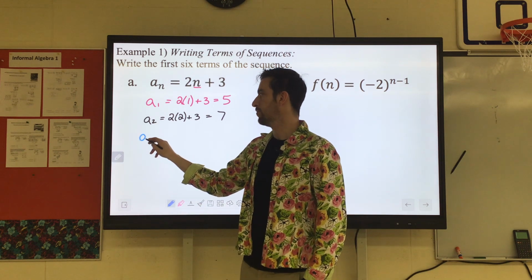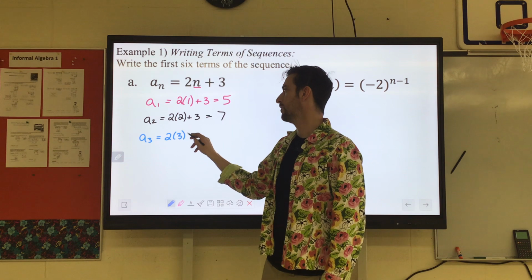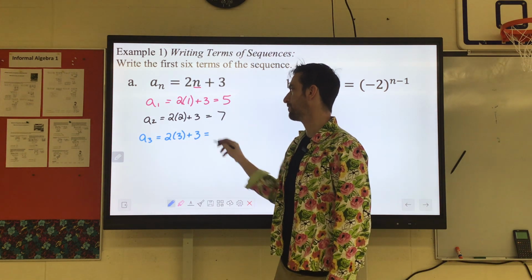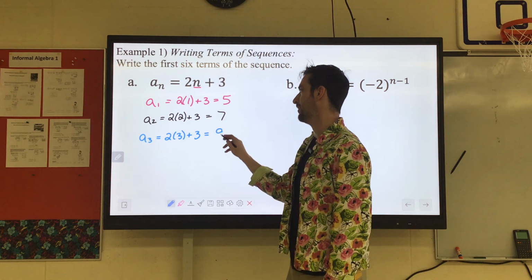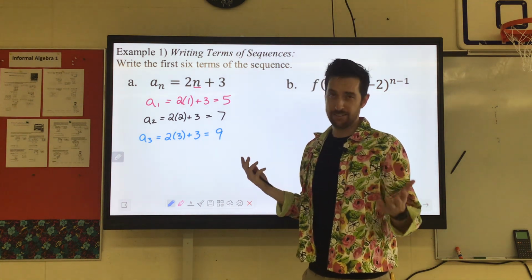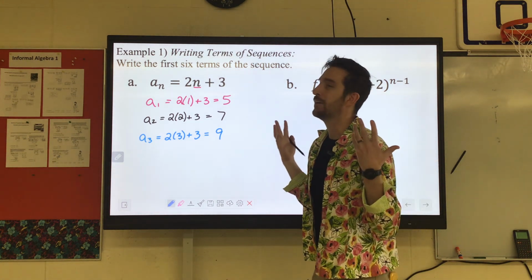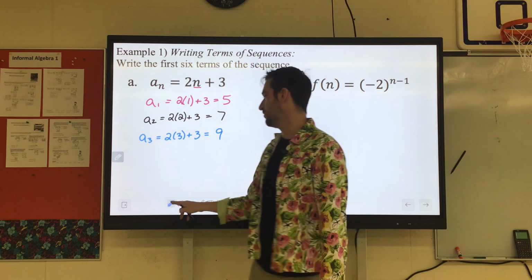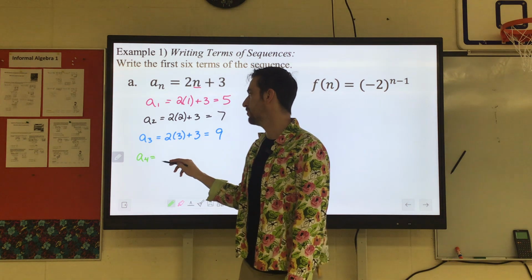Looking for the third number, a sub 3 equals 2 times 3 plus 3. 2 times 3 is 6, plus 3 is 9. Now you'll start to notice a pattern, 5, 7, 9. You could guess the next 3 numbers are probably 11, 13, and 15, but it's not always that easy, so you should be familiar with just being able to evaluate the term number.